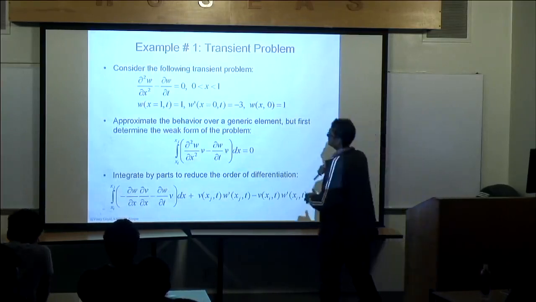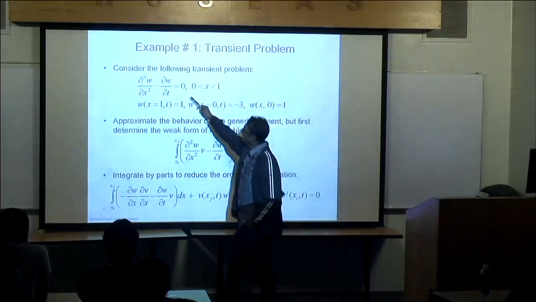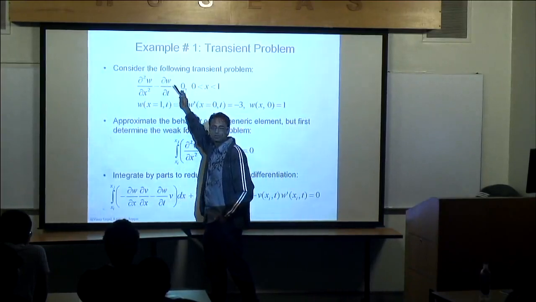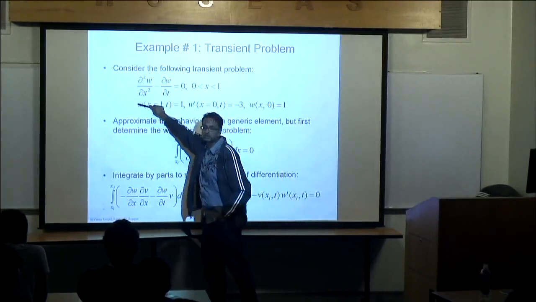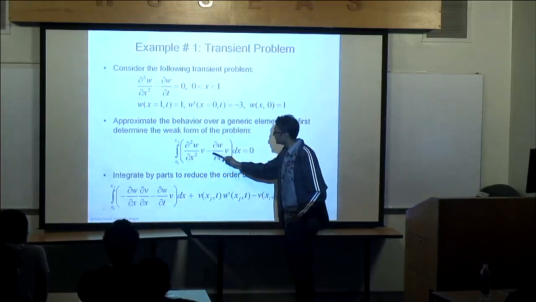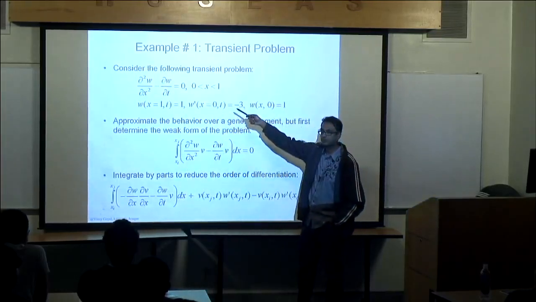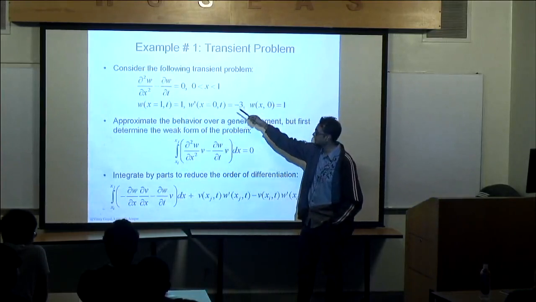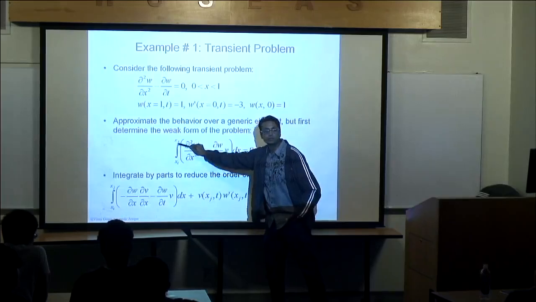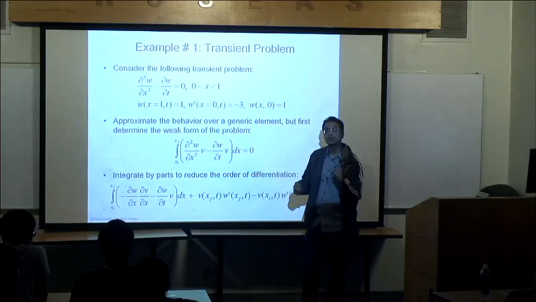What we're going to do is take this residual function, with everything on the left-hand side equal to 0, and make it orthogonal to weight functions v. So I took that partial differential equation, multiplied it by v, and integrated it over the domain. This right here is a weighted residual.